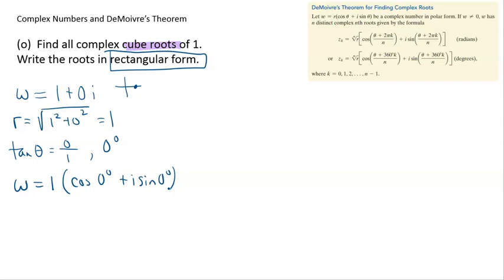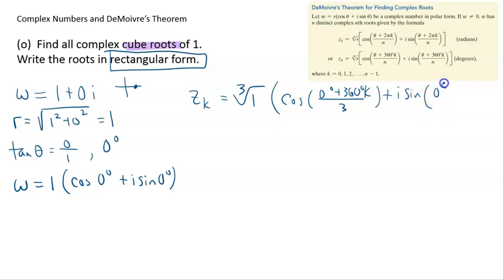Now we're supposed to find the cube roots. Our general form is z sub k equals the cube root of our modulus, which is 1, times the cosine of (0 degrees plus 360 degrees k) over 3, plus i sine of (0 degrees plus 360 degrees k) over 3. Then we have to do our distinct roots: z sub 0, z sub 1, and z sub 2. Remember, there are 3 of them. The cube root of 1 is 1, always. We don't even have to have that 1 in front.